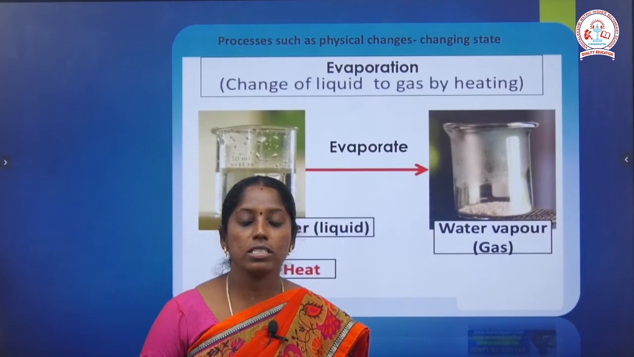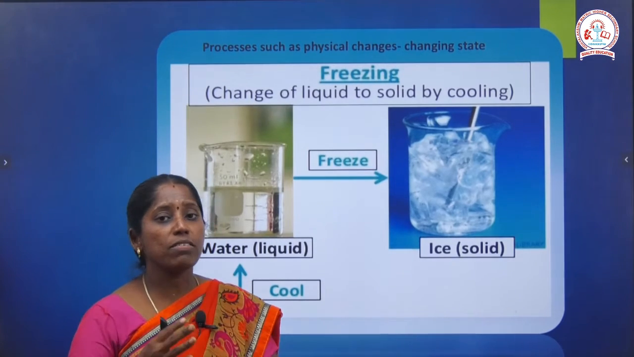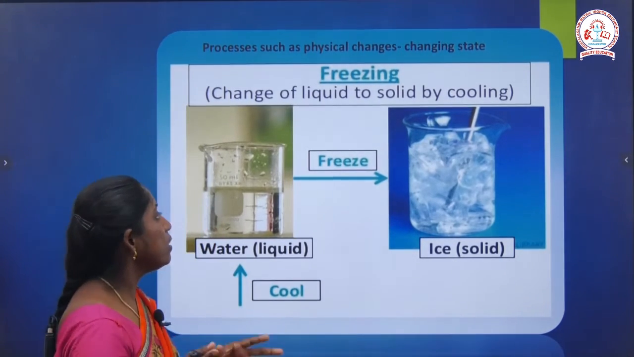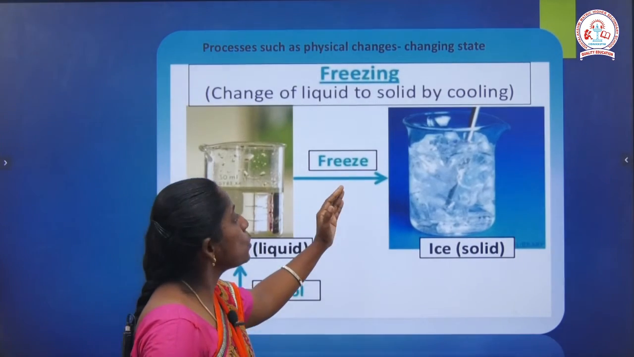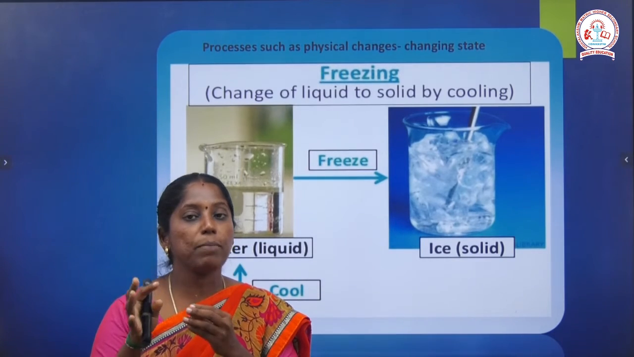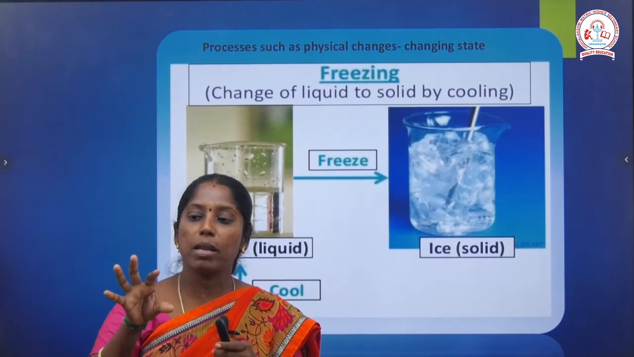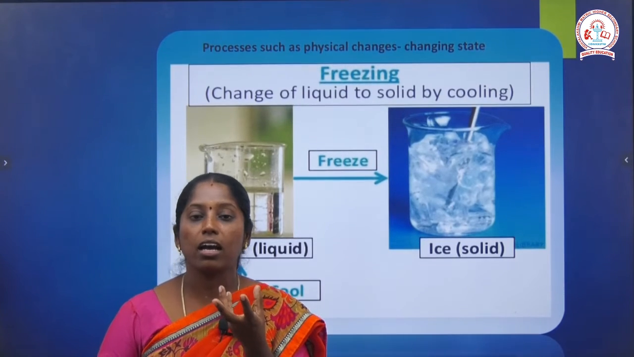The next one is what? Freezing. What is freezing? It is the reverse of melting, the opposite. The changing of liquid into solid by cooling. Cooling: what do we do with water? I keep it in the freezer. We pour water and what do we do? When we put it in the freezer, what happens? It changes into ice cubes, doesn't it, child? So what is that?